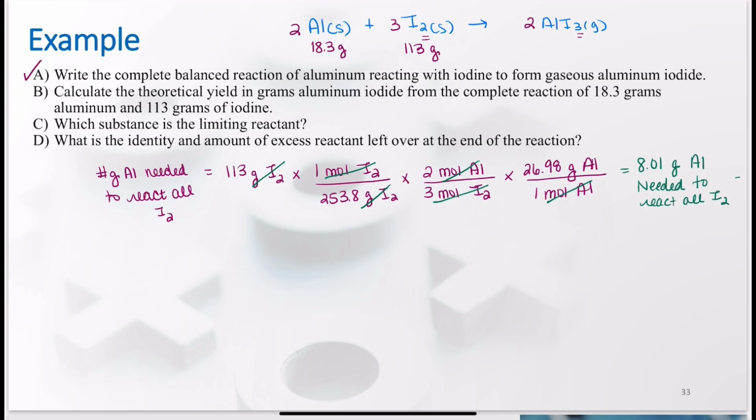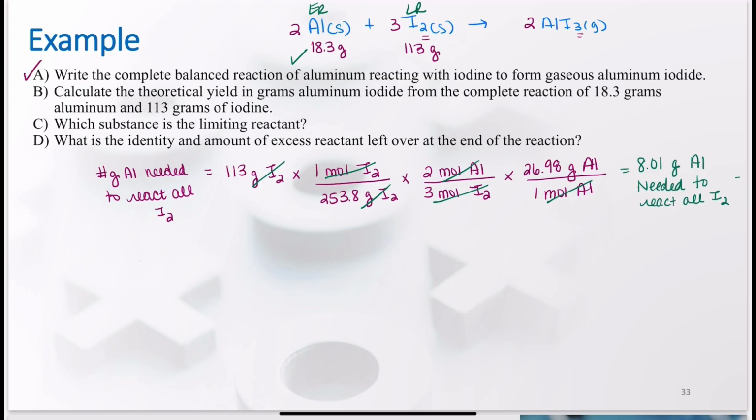all of my I2. And so I ask myself, do I have enough? Yeah, I do. I have 18.3 grams. So I have enough, which means this is my excess reactant and this is my limiting reactant. I haven't answered the question yet for part B specifically, but I had to do this first before I could answer that question. Okay? So now let's go ahead and actually answer the question.